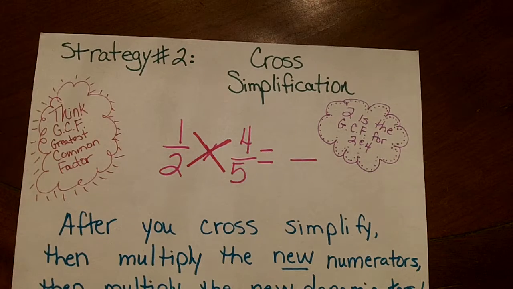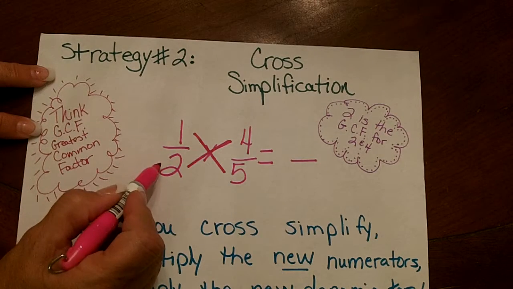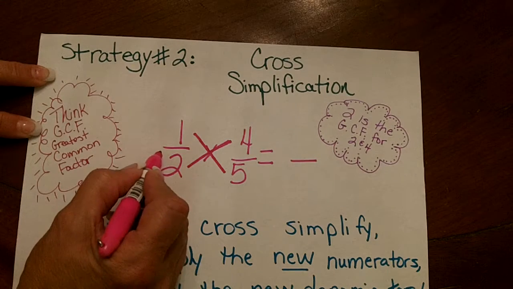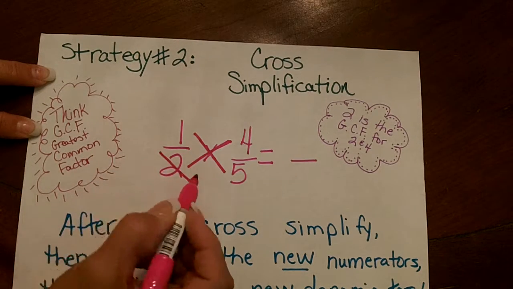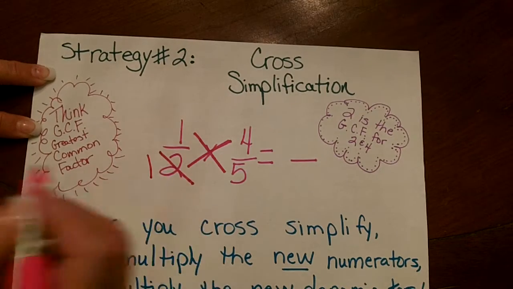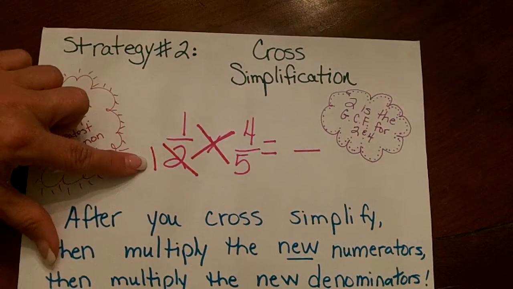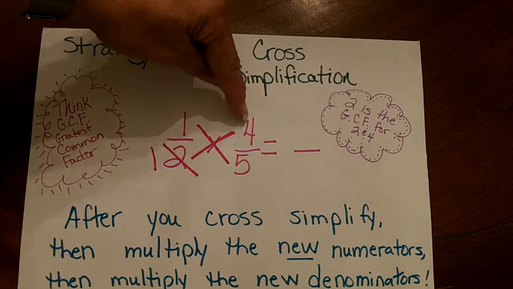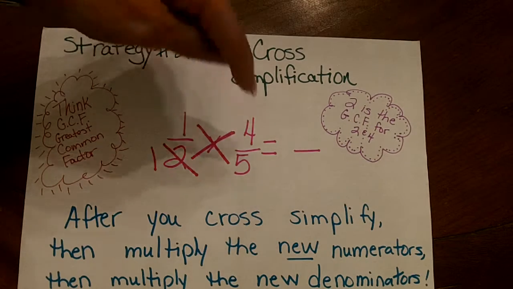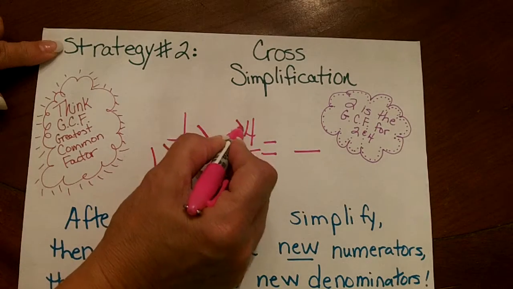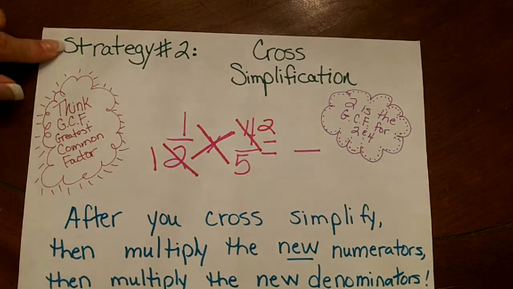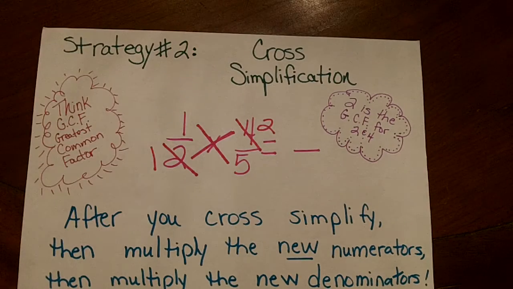There is. I can divide a 2 into 2, and I can divide a 2 into 4. So let's do that. How many times will 2 go into 2? Well, it'll go into it 1 time. So I'm going to mark this number out, and now my new denominator is 1. How many times will 2 go into 4? Well, I know that 2 times 2 is 4. So 2 goes into 4 2 times. I'm going to mark that out. And now my new numerator here is a 2.